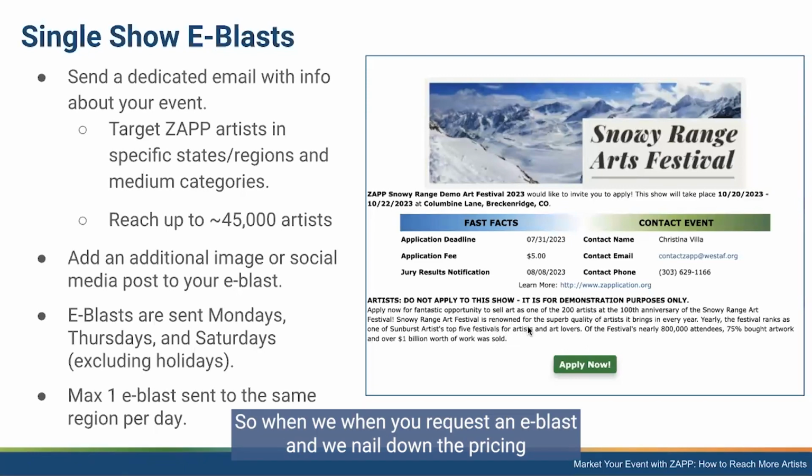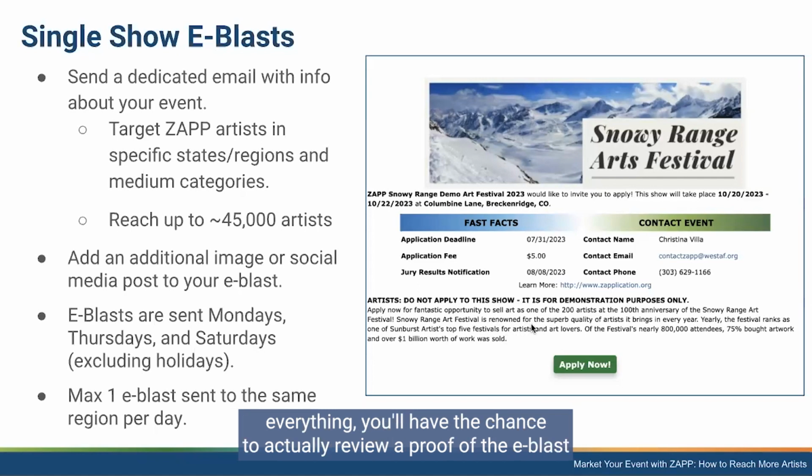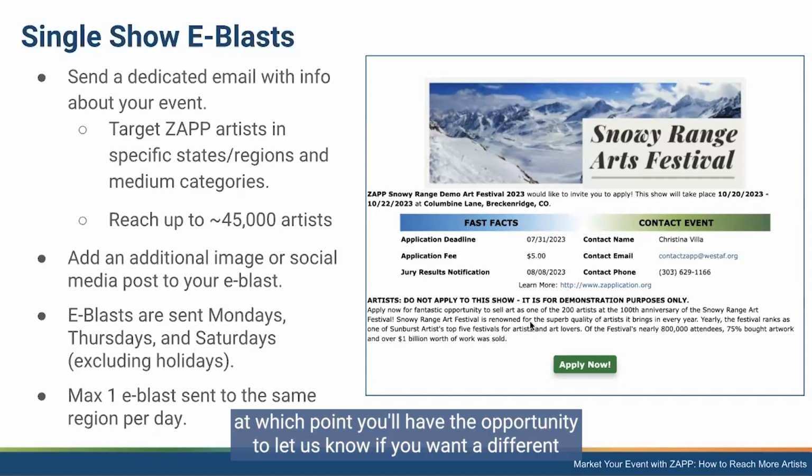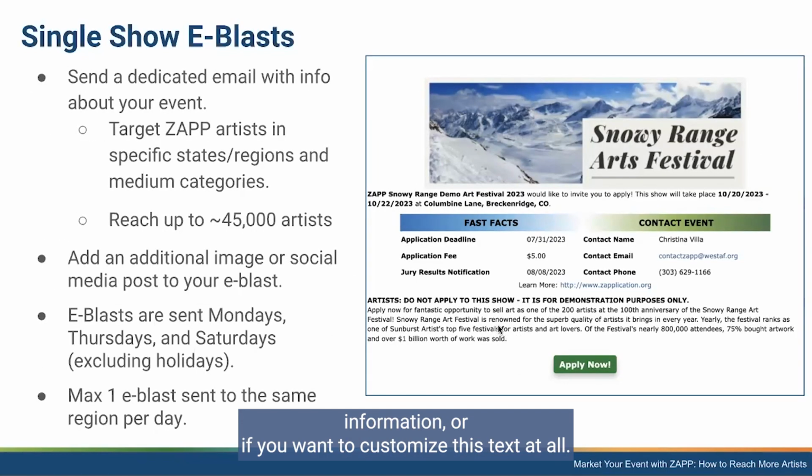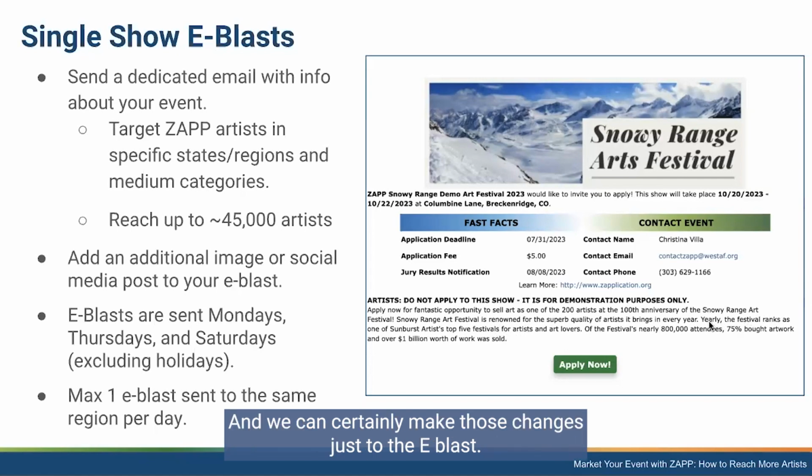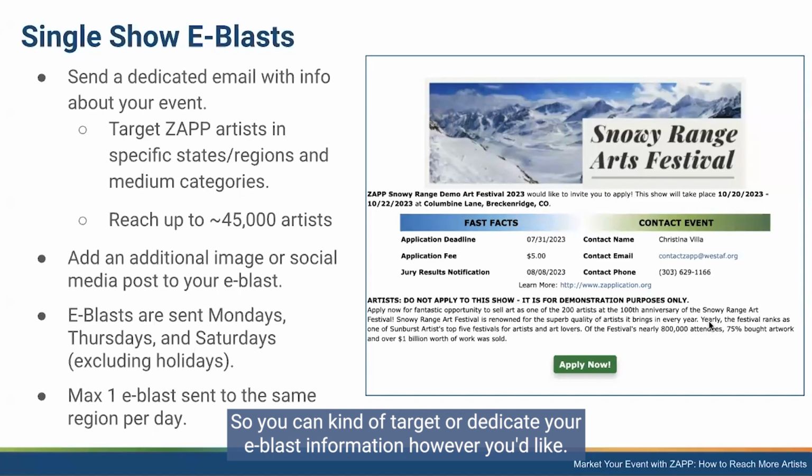So when you request an eBlast and we nail down the pricing and everything, you'll have the chance to review a proof of the eBlast before it goes out, at which point you'll have the opportunity to let us know if you want a different set of information, or if you want to customize this text at all. And we can certainly make those changes just to the eBlast, so you can target or dedicate your eBlast information however you'd like.